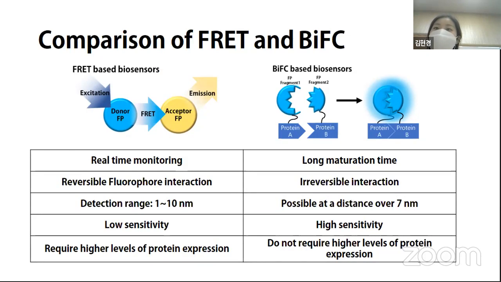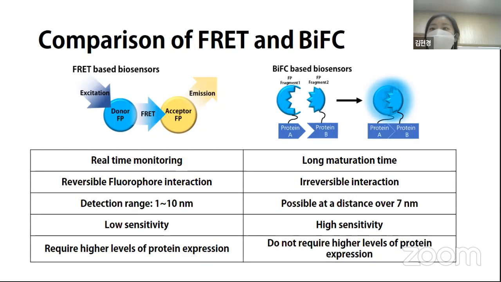On the other hand, BiFC-based biosensors require long maturation time. And once the fluorophore has been reconstructed, it is generally irreversible. While it does not have a tight operation distance like FRET. In addition, compared to FRET, it offers high sensitivity because of its little background fluorescence, and it does not need higher levels of protein expression.